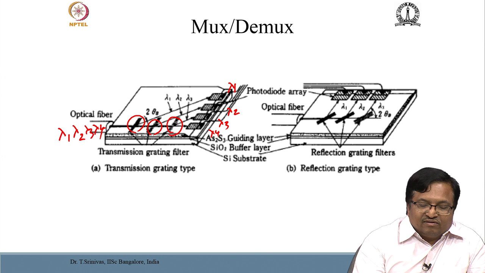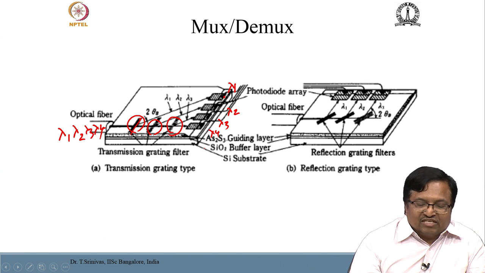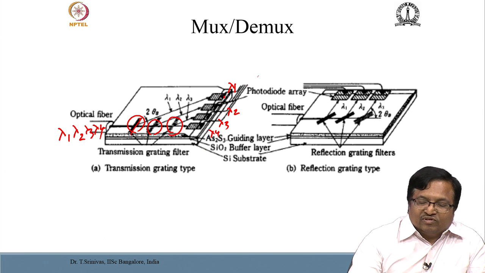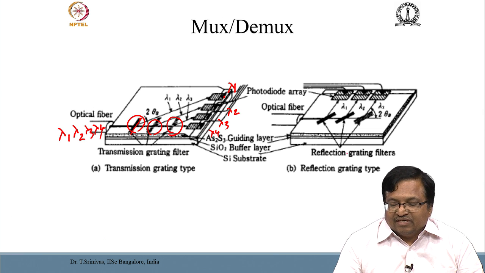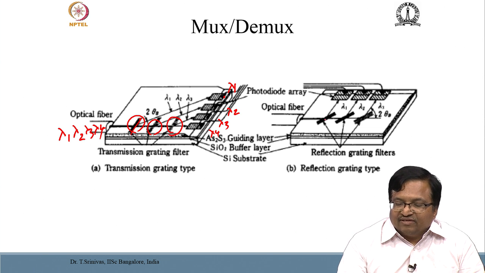So, the first grating will deflect the light into the first output port and all the other 3 wavelengths are passed unaffected, and the second grating will deflect the light into the second port and so on. So, it is possible to design a device like this, called a transmission grating filter, to demultiplex all the signals. The other one, example B, shows the reflection type of grating where the input light is reflected across different output ports rather than transmitted.